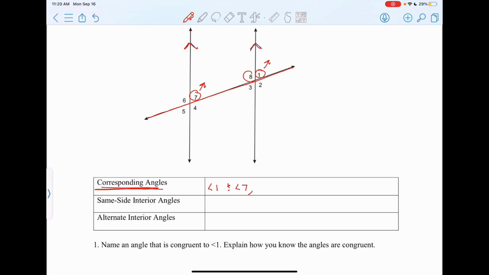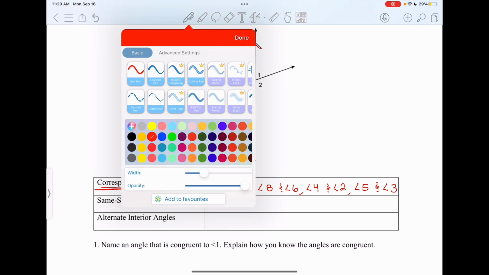We also have angles 8 and 6. Those both point downwards and are on the same side of the transversal. On the other side of the transversal, we have angles 4 and 2. Those both point upwards. And we have angles 3 and 5. 3 is inside the parallel lines, and angle 5 is not. Those are all of my corresponding angles, and remember, corresponding angles are congruent. So all of those angle pairs are congruent.